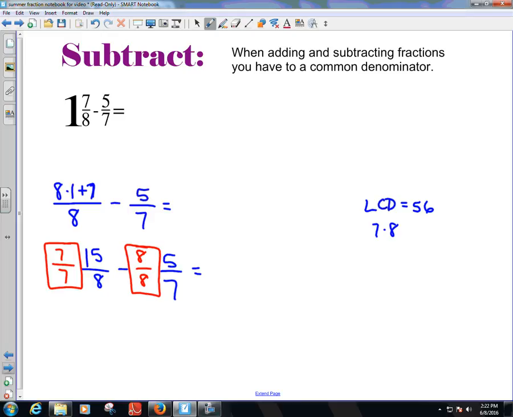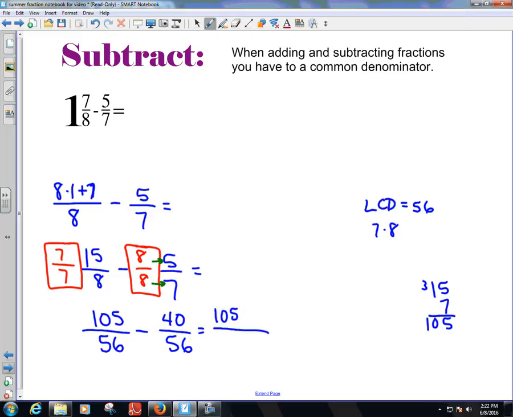So now I say 7 times 15. And folks, I don't know what the answer to that is off the top of my head, so I'm going to come over here, carry 3, 7, so that's 105. So this becomes 105 over 56. All right, and then I'm going to multiply straight across the top and straight across the bottom for this one as well. 8 times 5 is 40, and 8 times 7 is 56. So now I just need to do that subtraction. So I make it one fraction where I have 105 minus 40 over 56.